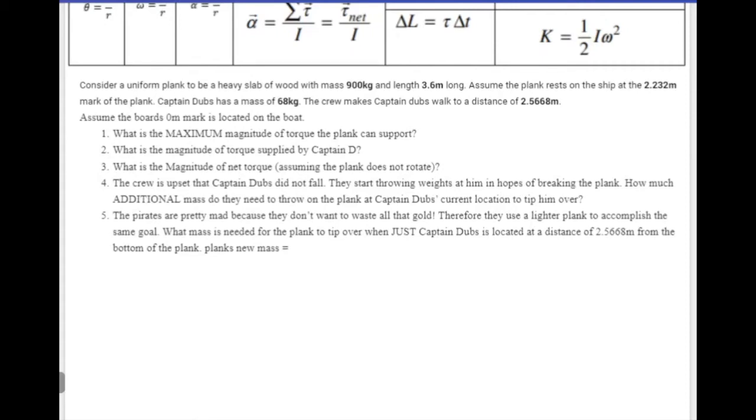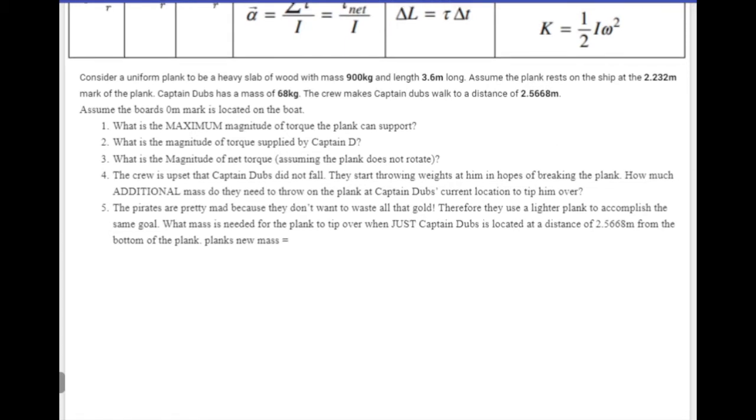So this says consider a uniform plank to be a heavy slab of wood with a mass of 900 kilograms and a length of 3.6 meters long. Assume the plank rests on the ship at the 2.232 meter mark of the plank. Captain Doves has a mass of 68 kilograms. The crew makes Captain Doves walk to a distance of 2.5668 meters. Assume the board's 0 meter mark is located somewhere on the boat. What is the maximum magnitude of torque the plank can support?